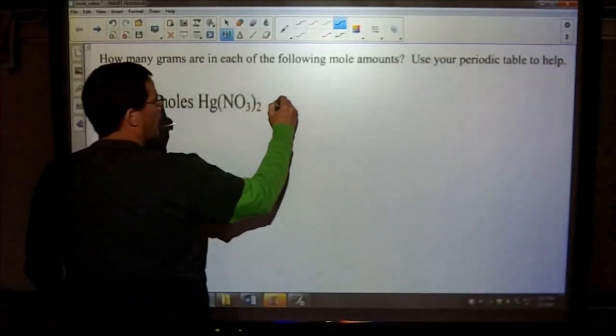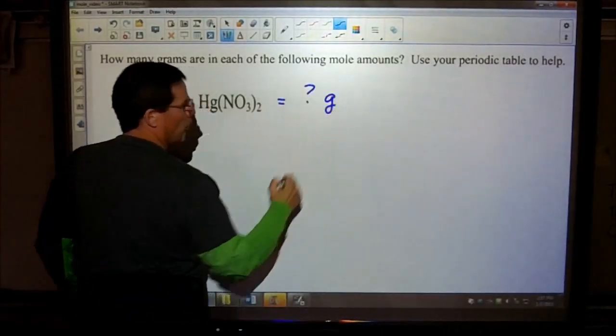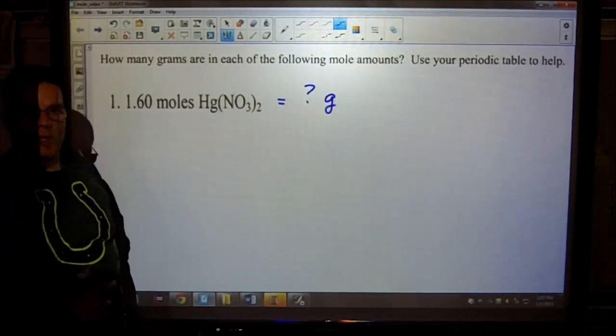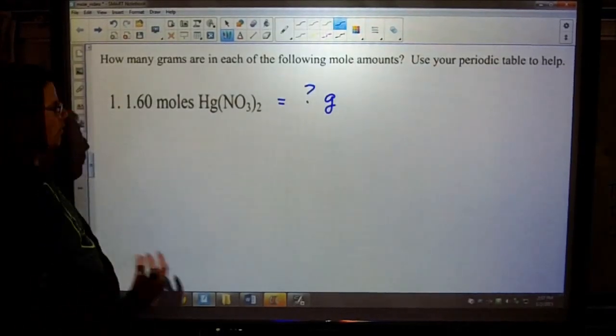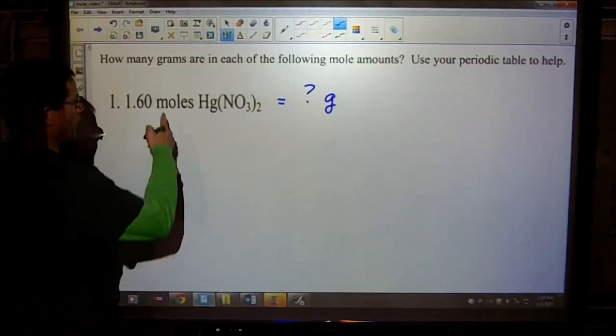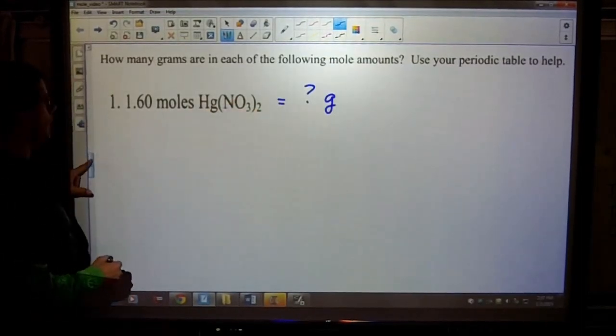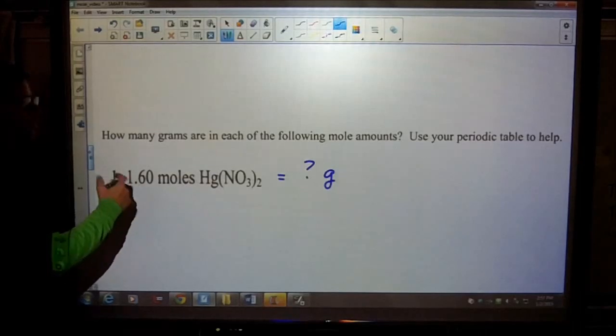So we need to know how many grams. It's kind of like what we did at the beginning of the year, where you did your dimensional analysis, factor labeling, the conversions. This is a conversion. We're going from moles to grams. And in that, be sure that you remember the sequence.